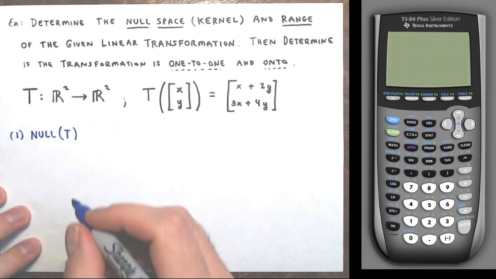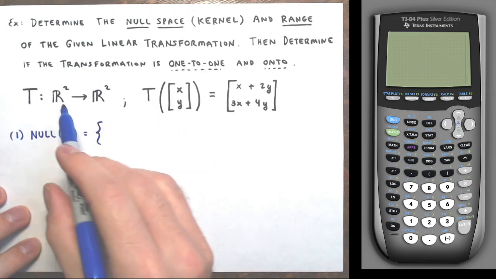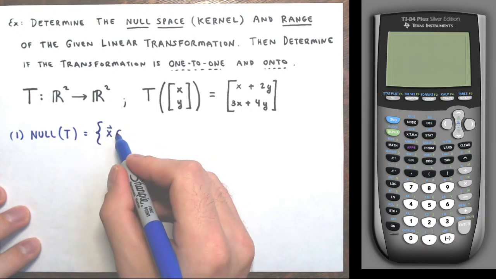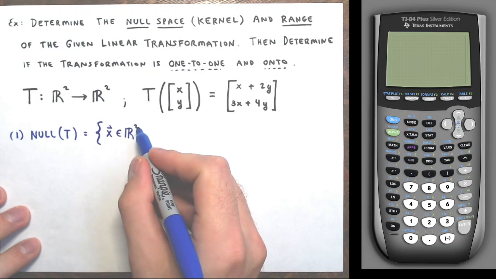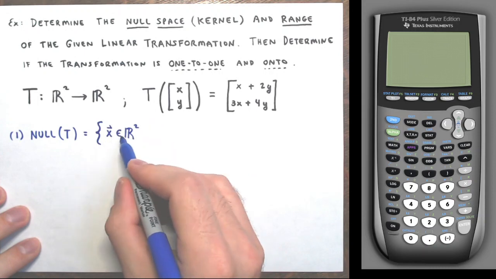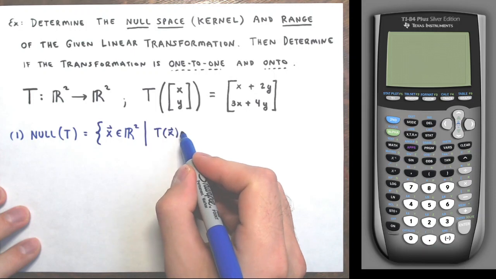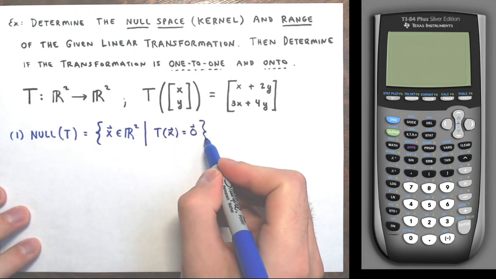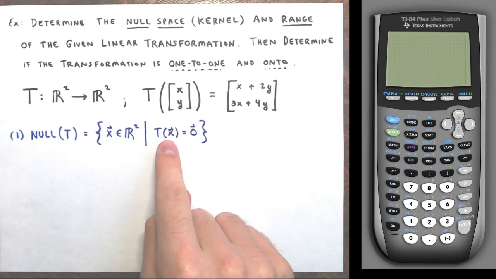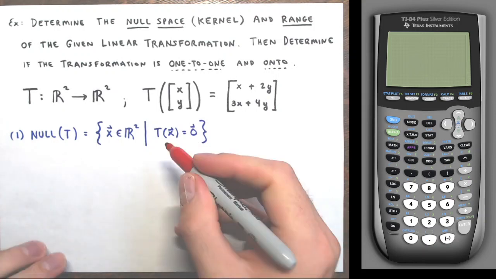of T. Now remember the definition of null space, right? The null space in this case would be every vector x from the domain, and this is the domain R2, okay? All the vectors from the domain that map to the 0 vector in the codomain. So all the vectors from the domain such that their image under T is the 0 vector in the codomain. Alright, so let's take a look at that equation.